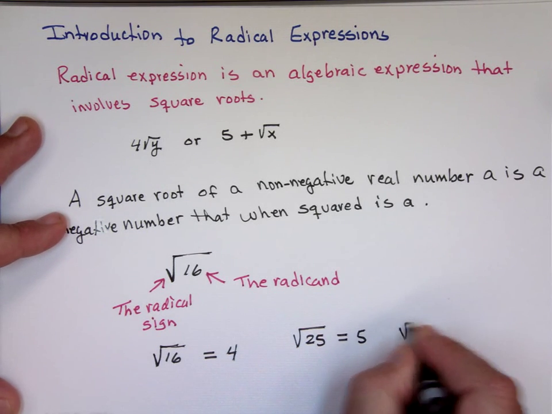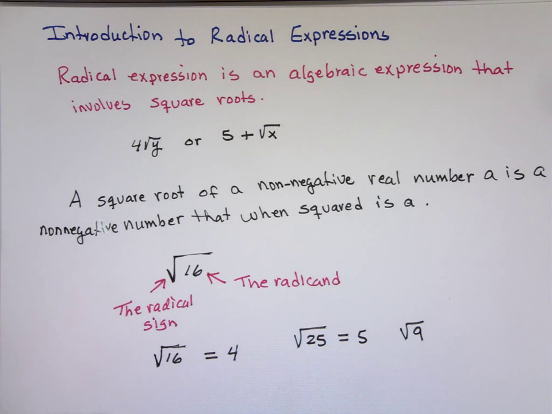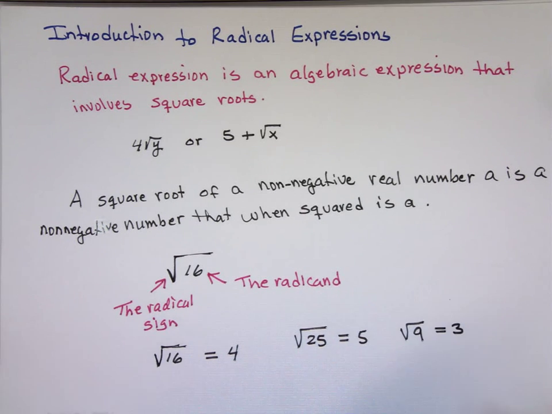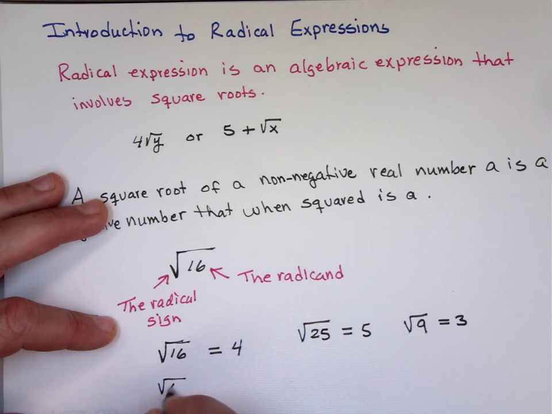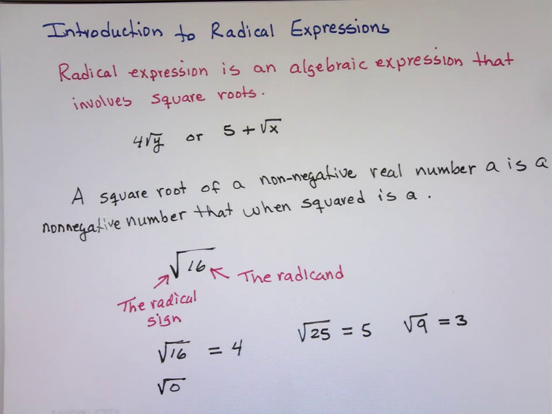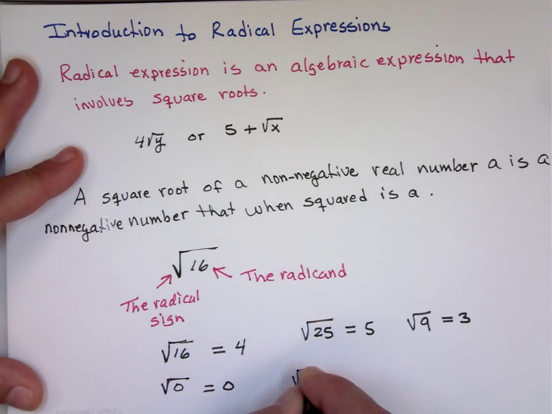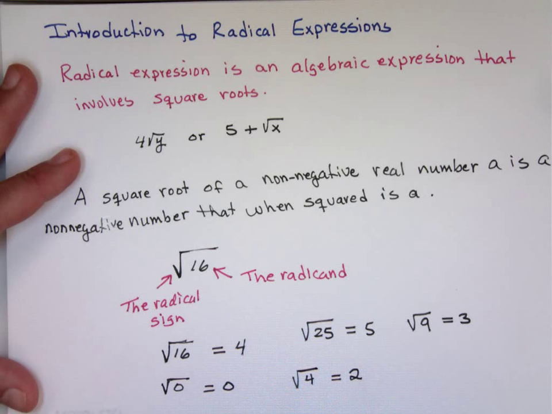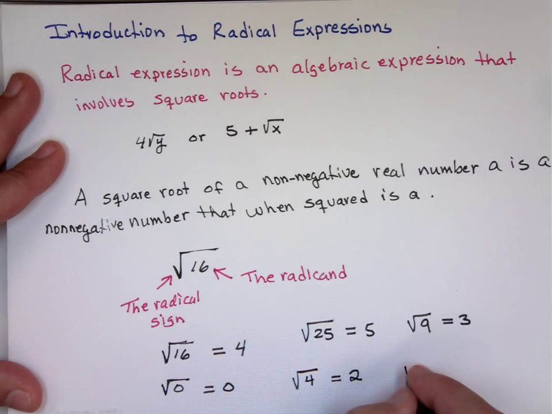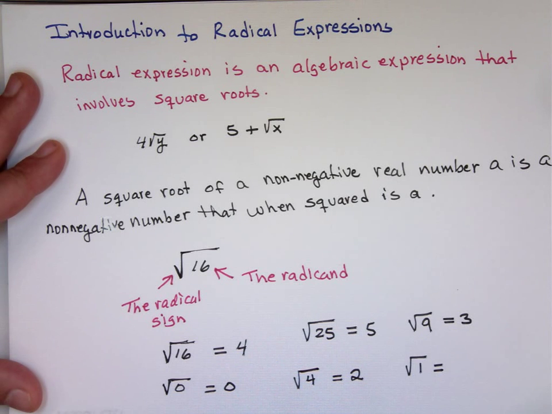What is the square root of 9? Give me a non-negative number that when you multiply it by itself, the result is 9. That's a 3. What is the square root of 0? 0 is a non-negative number that when you multiply it by itself, the result is 0, and the only one I know is 0. Give me the square root of 4. Find a number that if you multiply it by itself, the result is 4. Can't be negative. That's a 2. What's the square root of 1? Give me a non-negative number that if you multiply it by itself, the result is 1. And that's the 1.